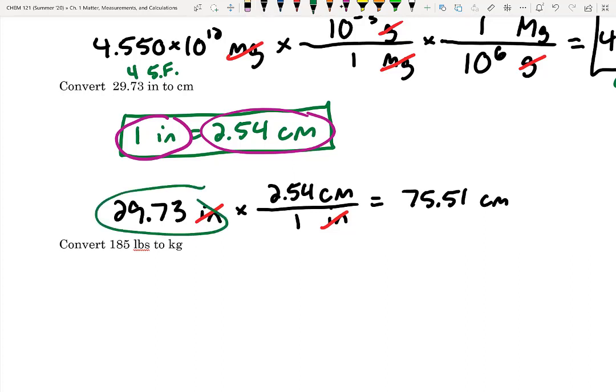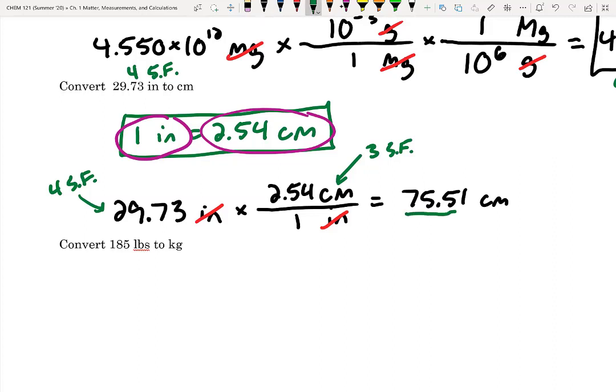So this is kind of a tricky one. Over here, when I look at this, I'd say, well, this number has four sig figs, right? But this number right here has three sig figs. And we're going to assume that this is a non-exact value. So what we need to do is adjust this so that it has three sig figs. So I like to just underline these and say, well, there's three. And then this number is less than five.